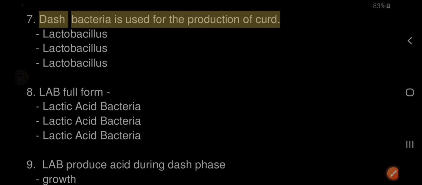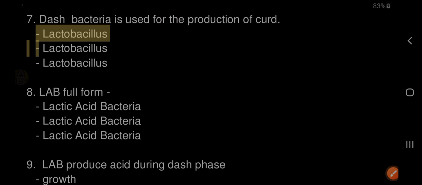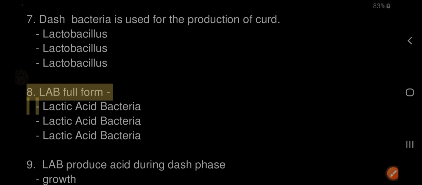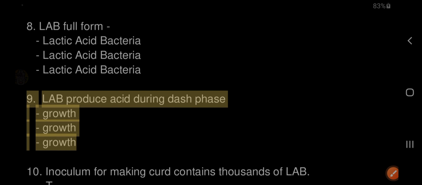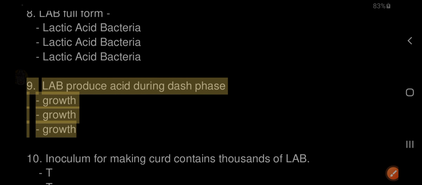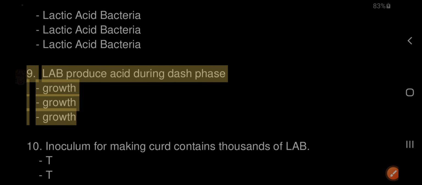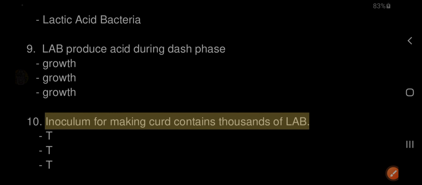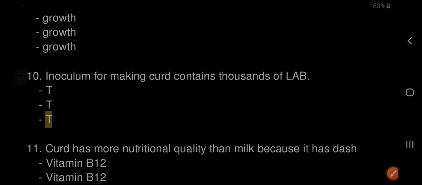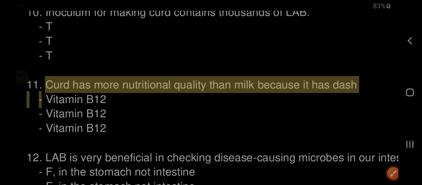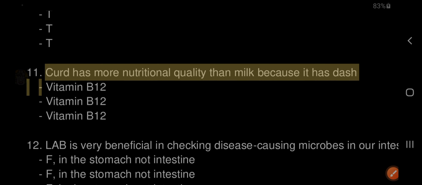7. Lactobacillus bacteria is used for the production of curd. 8. LAB full form: lactic acid bacteria. 9. LAB produce acid during growth phase. 10. Inoculum for making curd contains thousands of LAB. 11. Curd has more nutritional quality than milk because it has vitamin B12.